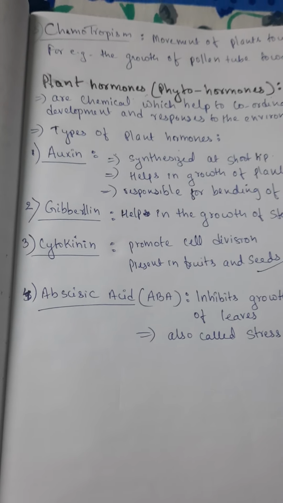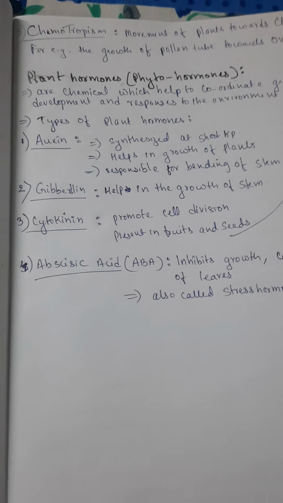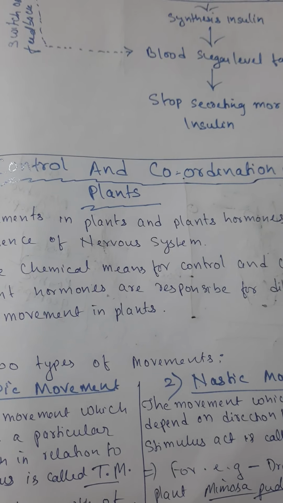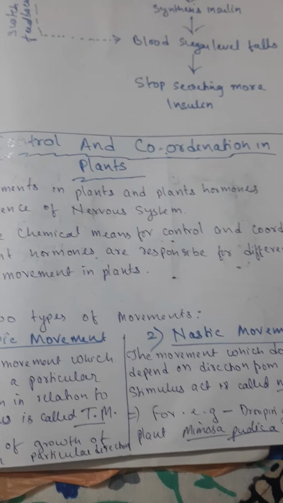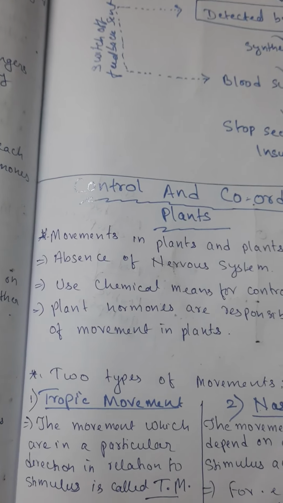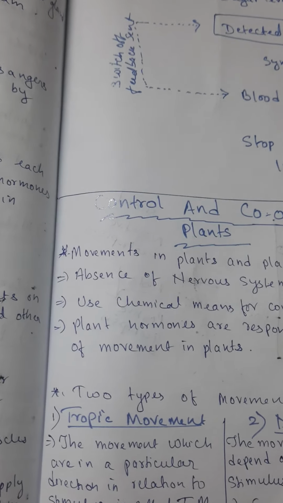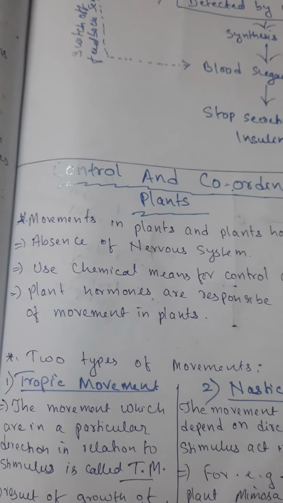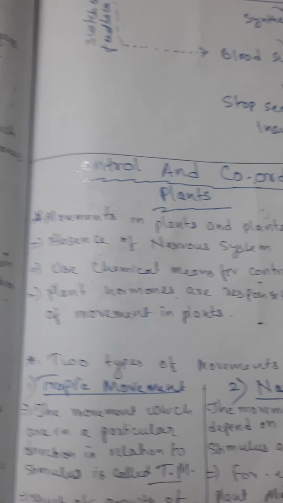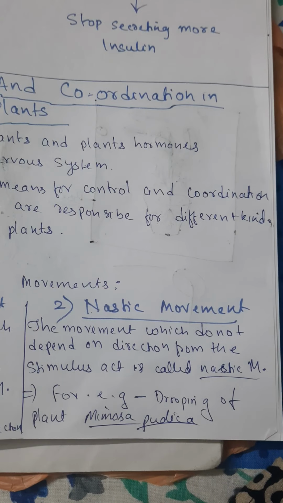Okay, there is another type of movement, sorry, that is called nastic movement. Whatever we learned till now were the types of tropic movements, that is geotropic movement, phototropic movement, hydrotropic movement, thigmotropic movement, and chemotropic movement. These are the movements which respond to the stimulus.